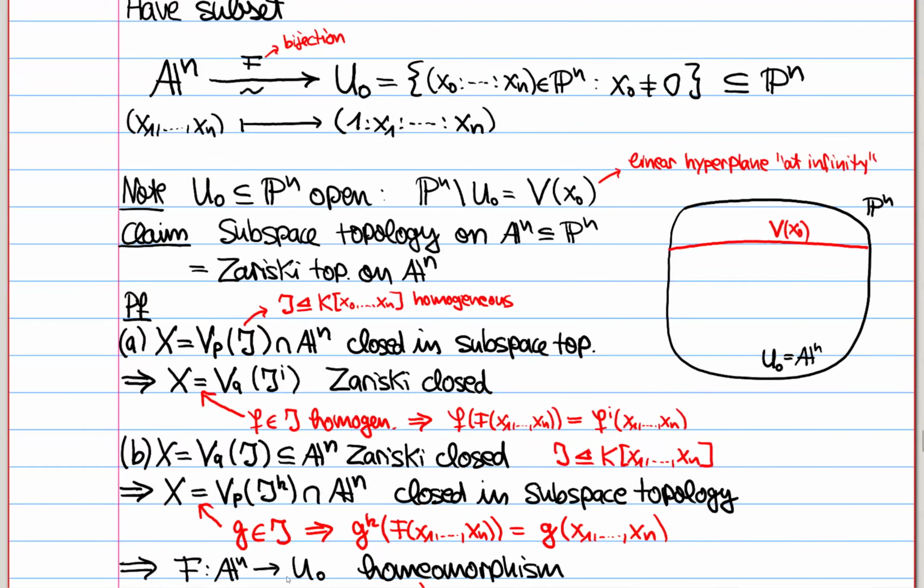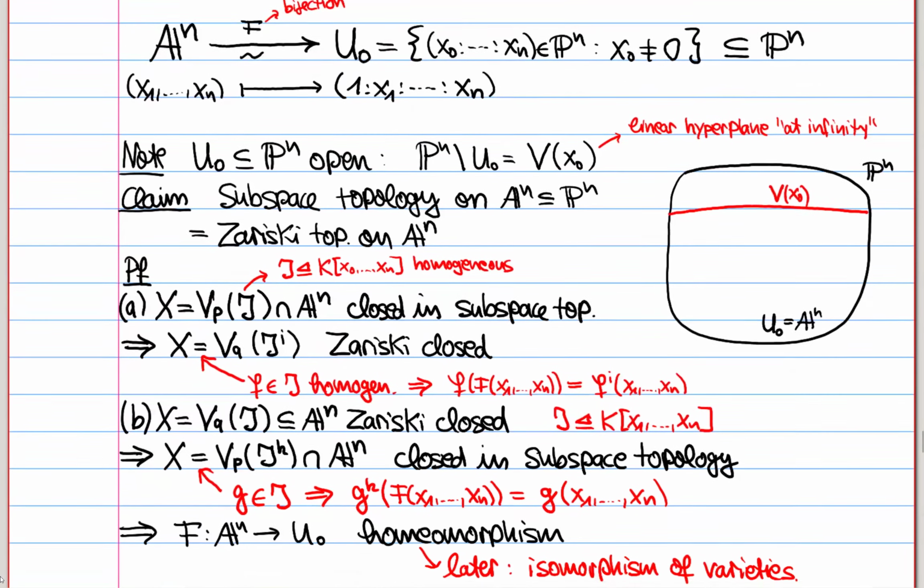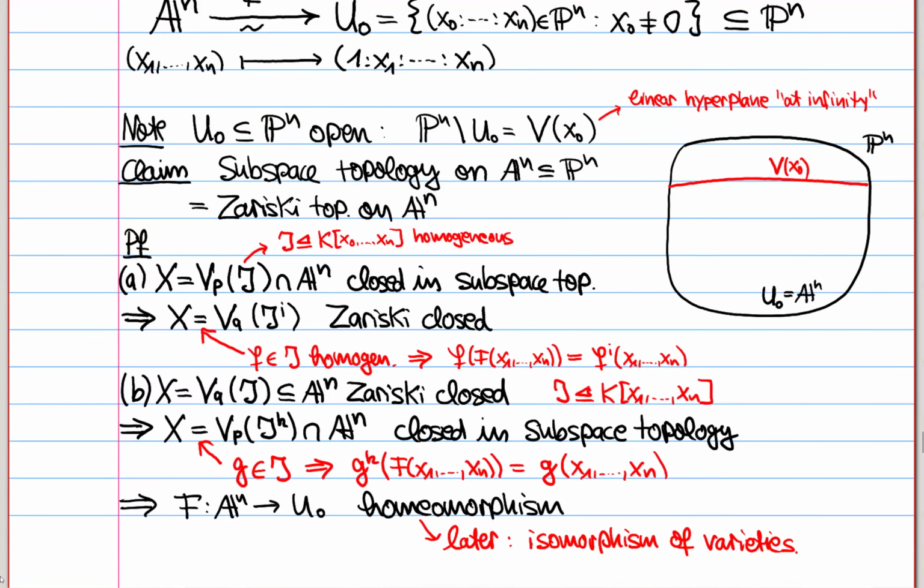And now the big claim is that the subspace topology on An is just its Zariski topology that we defined before on An. And so we just show two directions. We show if a set is closed in one topology, then it's also closed in the other topology, for both directions. So let's first say X is a set which is closed in the subspace topology, which means there's some closed set in all of Pn, such that X is the intersection of this with An. So this set in all of Pn is the vanishing locus of some homogeneous ideal J. Then the claim is X inside An is actually just the vanishing locus of the dehomogenization of J.